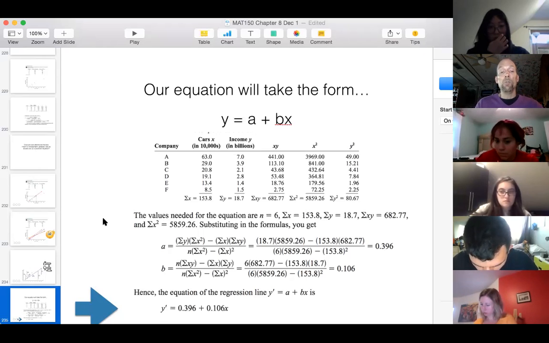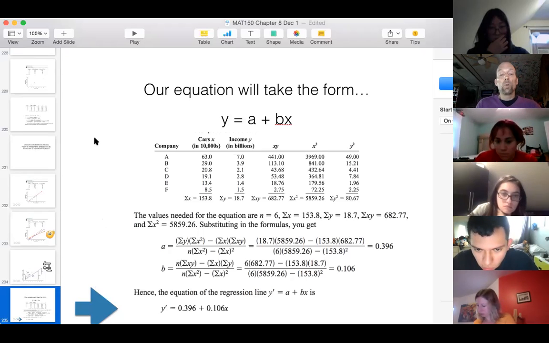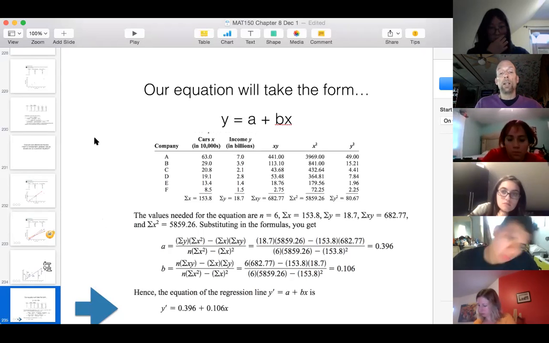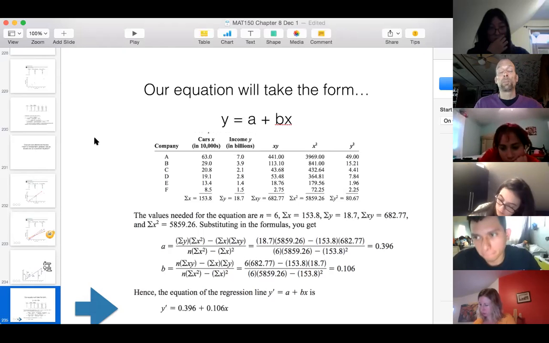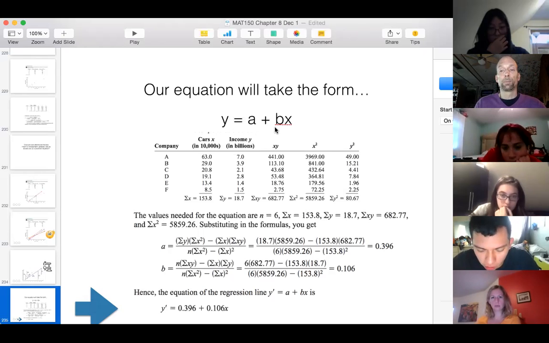There's going to be a numerical term and then another term that's an x with a number attached to the front. So that's going to be your coefficient on the x term. And this one is letting us know that your equation would be 0.396 plus 0.106x. And if we were to put different numbers in there that correspond to thousands of fleet size for a car, it's going to tell you right back how much money that company would make. Anybody have any questions?